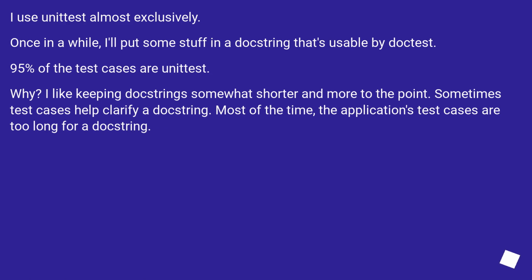I use unittest almost exclusively. Once in a while, I'll put some stuff in a docstring that's usable by doctest. 95% of the test cases are unittest. Why? I like keeping docstrings somewhat shorter and more to the point. Sometimes test cases help clarify a docstring. Most of the time, the application's test cases are too long for a docstring.